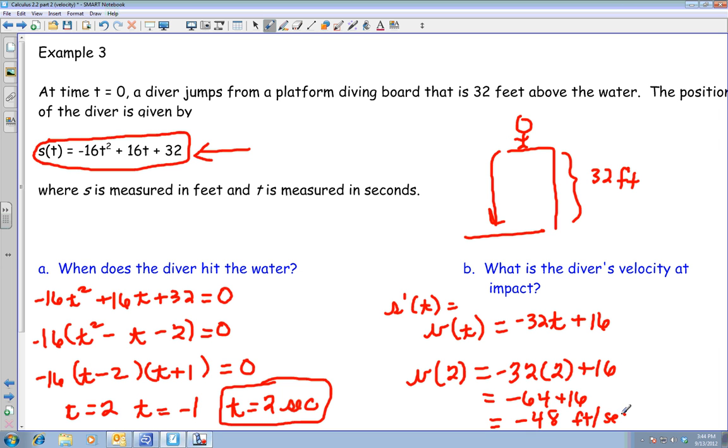And again, it makes sense that I have a negative answer because my diver was falling down. So it should be a negative velocity.